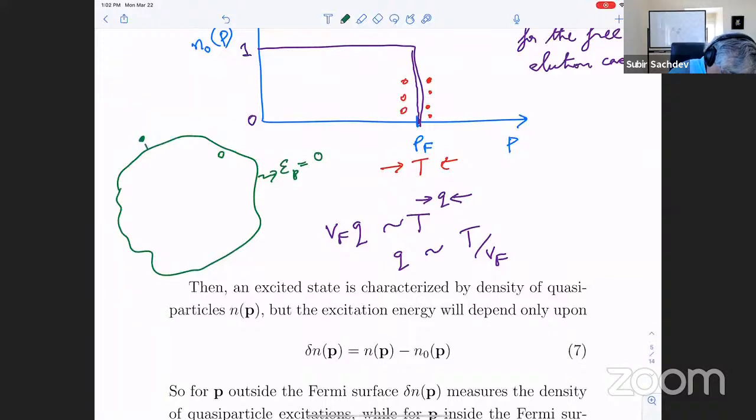I'll draw a normal. And that's the distance I'll call Q, and the energy will be the Fermi velocity at that point times Q. The Q is the distance to the smallest normal from whatever the shape of the Fermi surface is. So that's what Q is. That's the simple elementary excitation, either a quasi-particle or a quasi-hole.